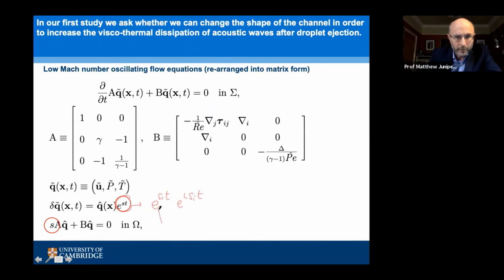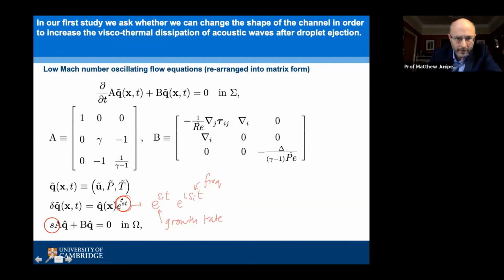Now you'll see straight away that s real times t is a growth rate. If s real is positive, then this is how quickly these oscillations grow in time. If s real is negative, it's a decay rate. And this s imaginary here is an angular frequency. So what I've done is I've sort of hardwired in that I'm just looking for oscillating solutions with a certain growth rate and a certain frequency.